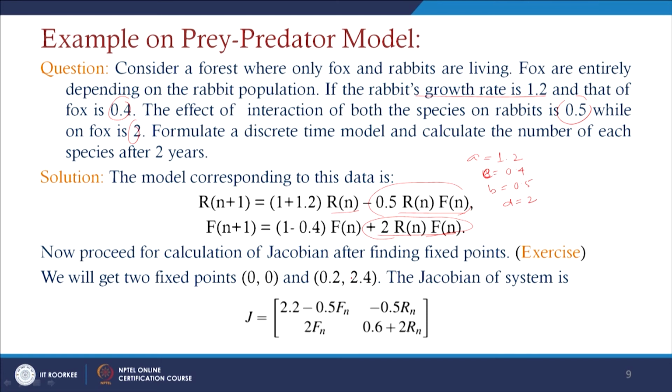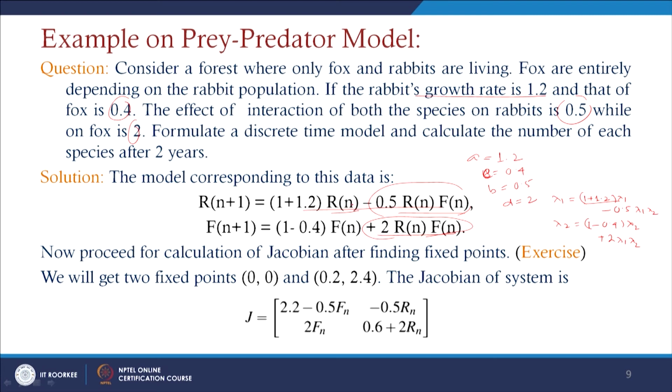Directly we can write lambda 1 as 1 plus 1.2 lambda 1 minus 0.5 lambda 1 lambda 2. Similarly, we can write lambda 2 equals 1 minus 0.4 lambda 2 plus 2 lambda 1 lambda 2. If we formulate the Jacobian, we differentiate this first with respect to r, then with respect to f.